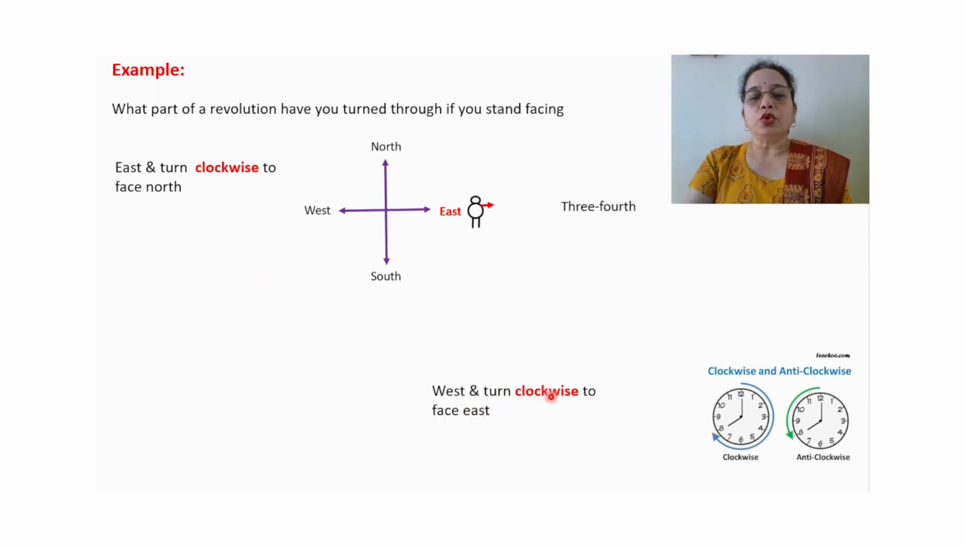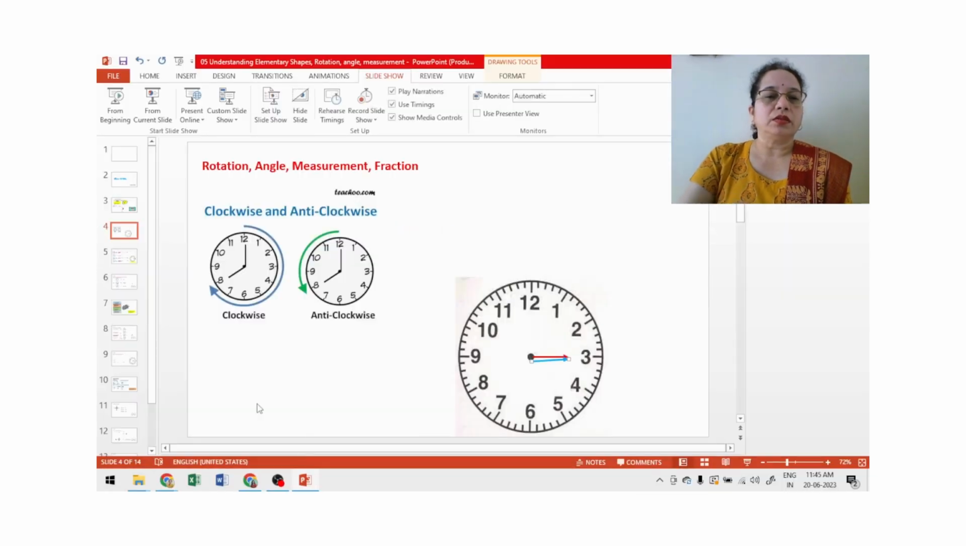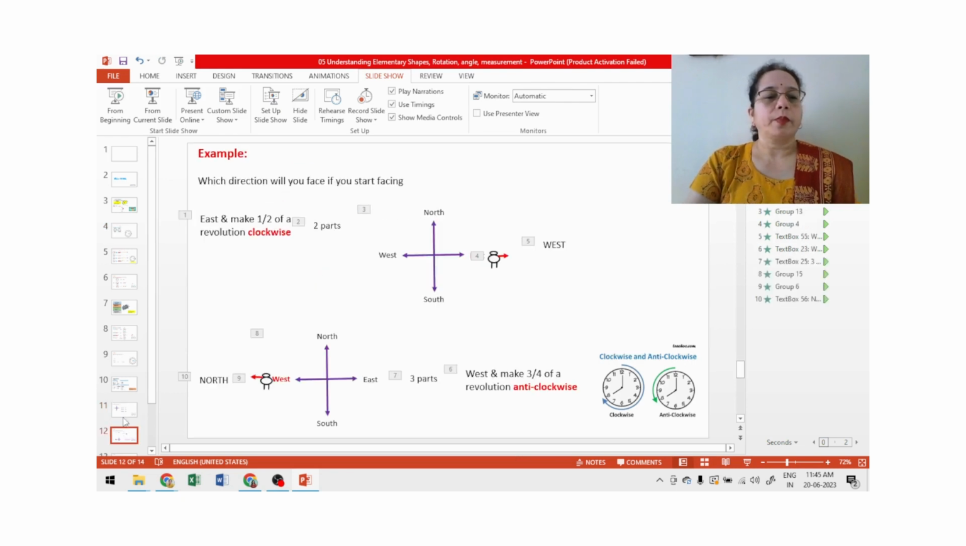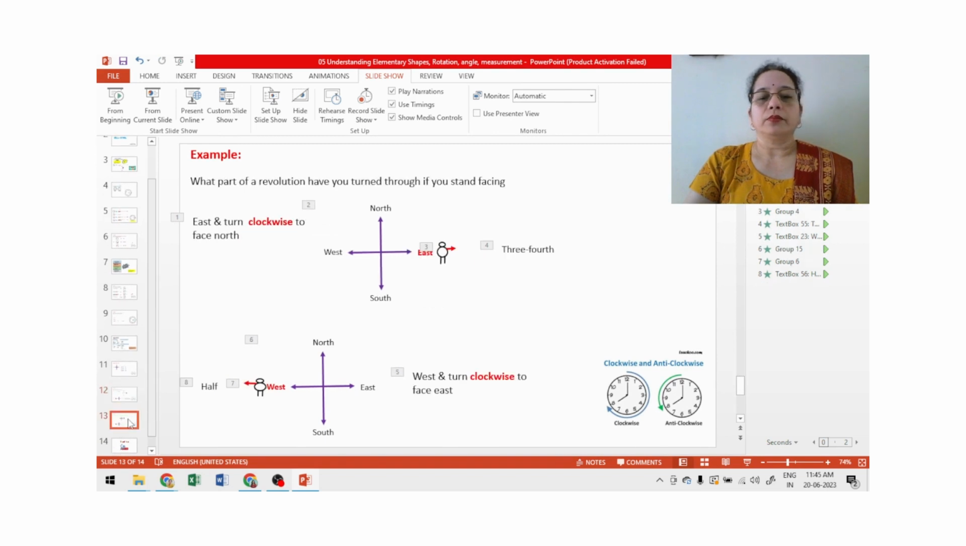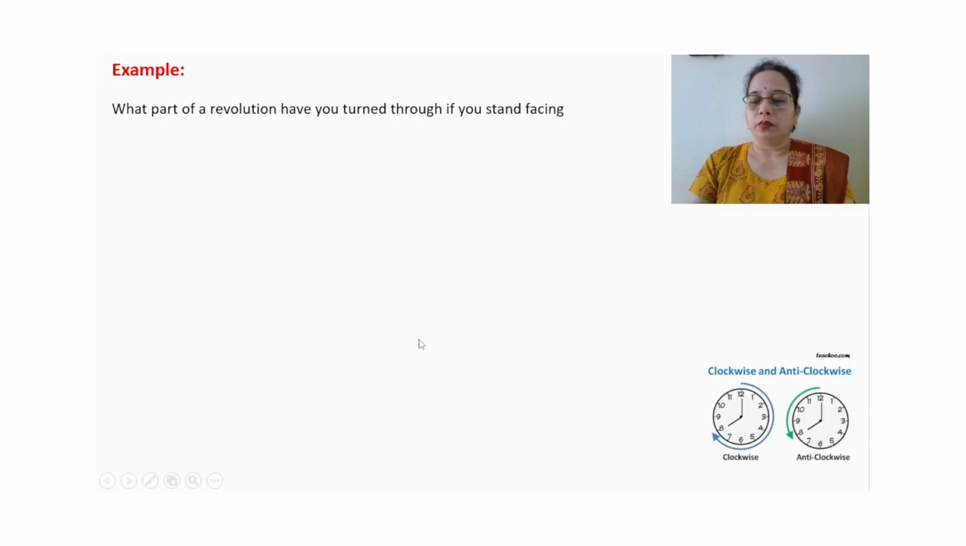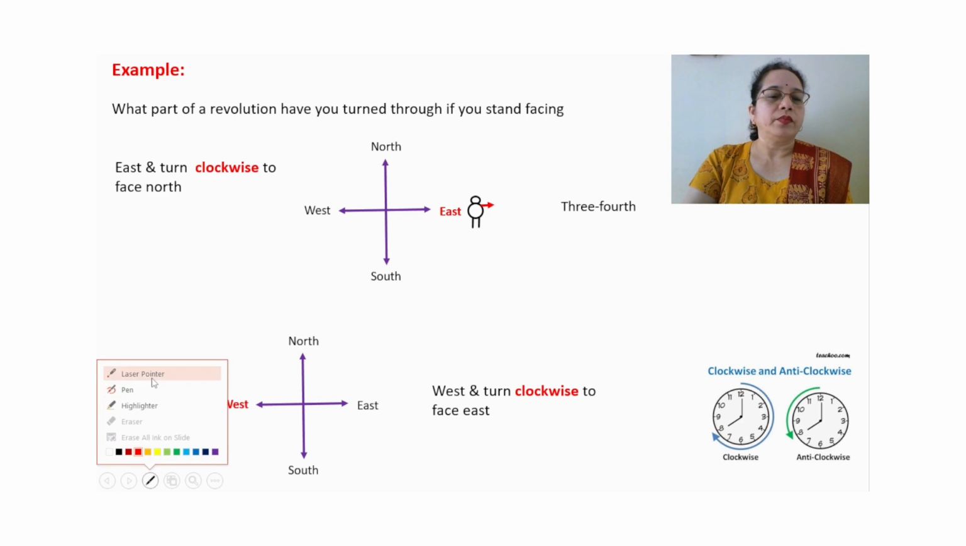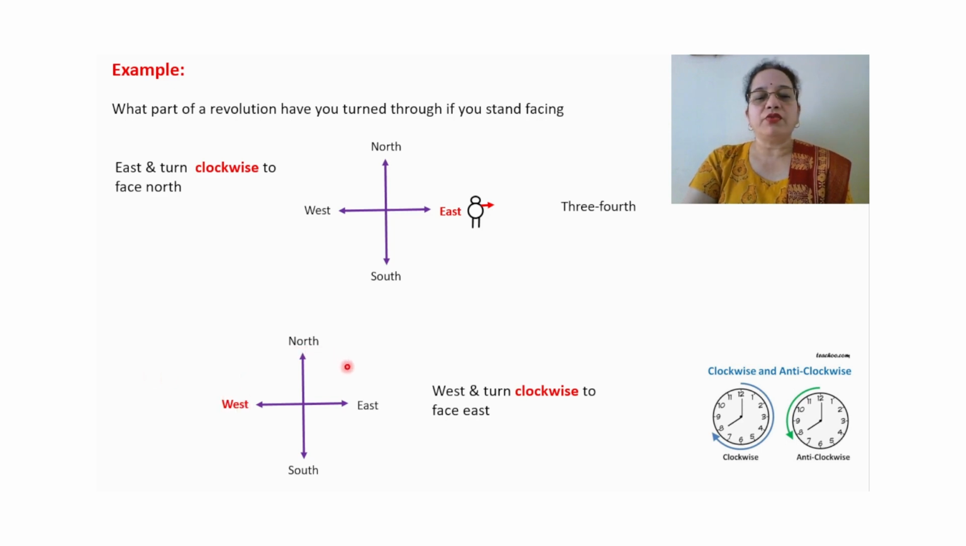West and turn clockwise. Clockwise, what does it mean? A person is standing at west, and clockwise means we will move in this direction, and turn clockwise to face east. So the person will start from here and the person will end up facing east. So how many revolutions? Half revolution is there.